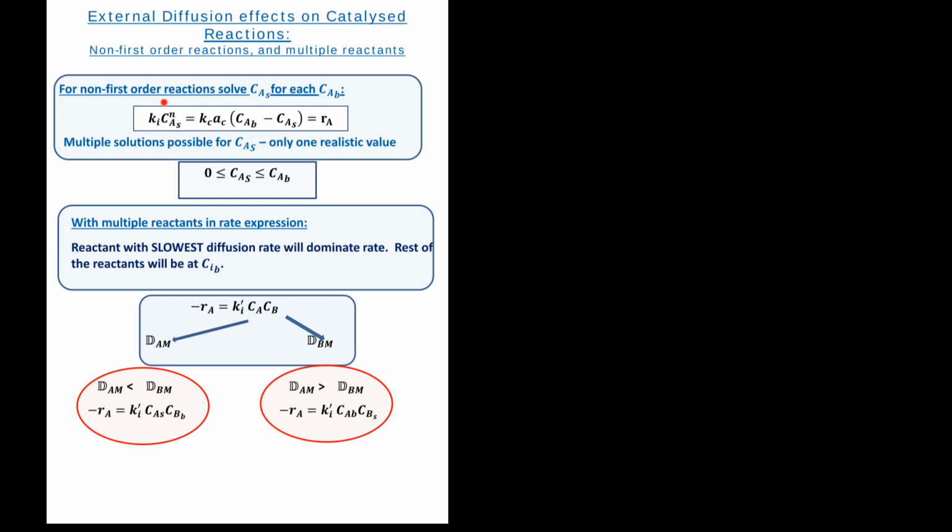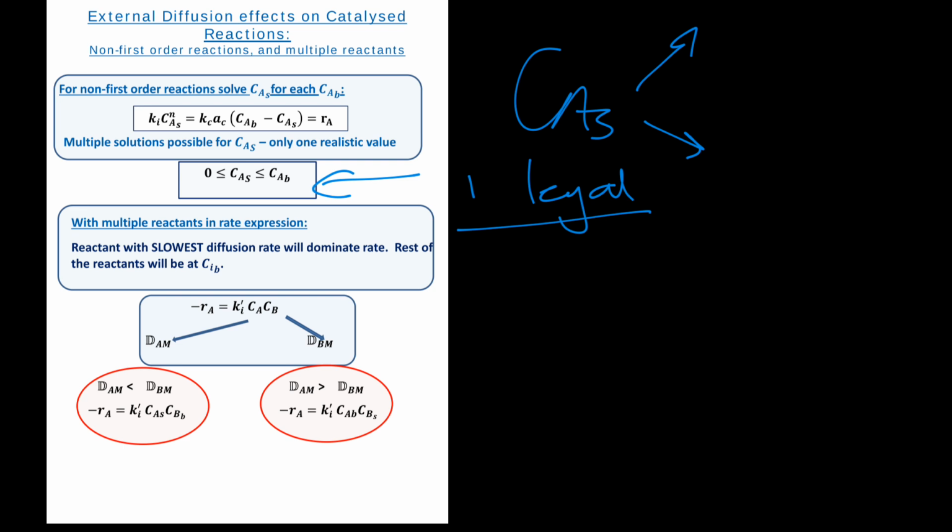However, due to the non-linear nature of that equation, I can have multiple solutions for Ca surface. So I can have value 1 and I can have value 2. However, what I must realize is because of the boundaries in which CAS must fall, there will only be one legal value for my surface concentration. I can still use that approach.